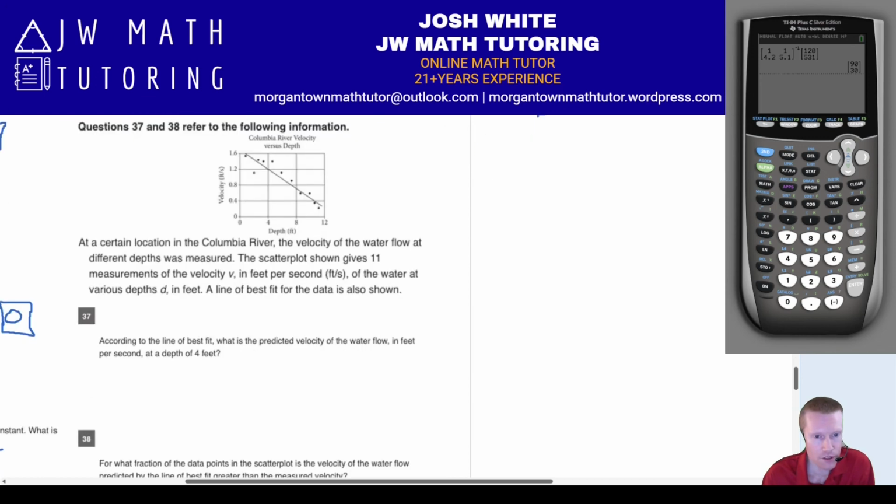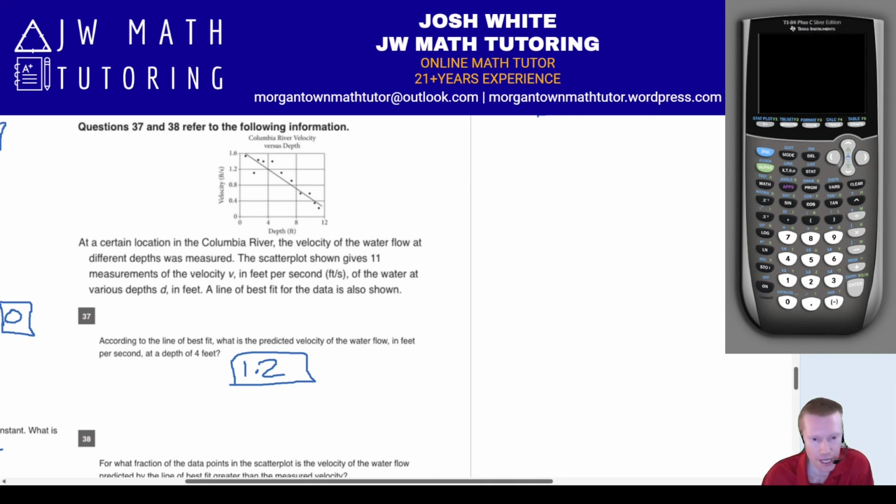All right, the last two questions coming up, 37 and 38, both deal with this graph here. Problem number 37 is actually a very simple question. It just wants to know what's the predicted velocity at the depth of 4 feet. So we just go to where the depth is 4 feet right here on the x-axis, we go up, and we look at the best fit line and ask, what's the velocity here? Well, we go over, it's 1.2. So that's it, 1.2 feet per second, and just grid that in, nothing else to do. Fairly basic, fairly simple problem, just reading a graph.